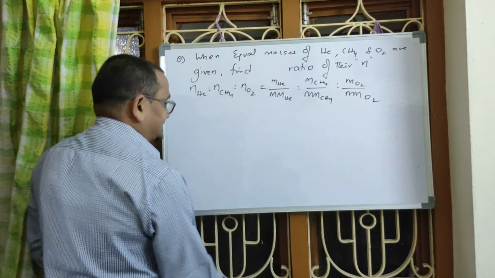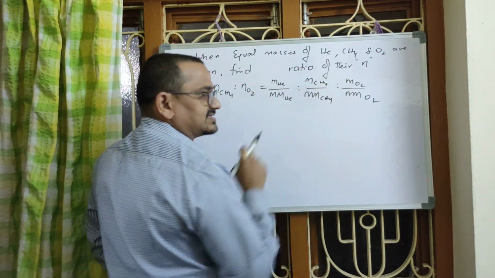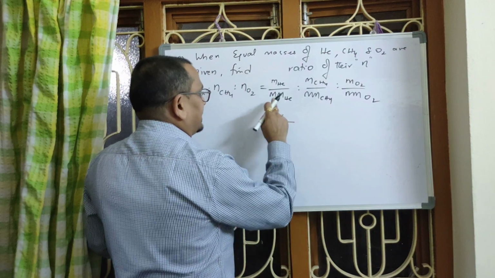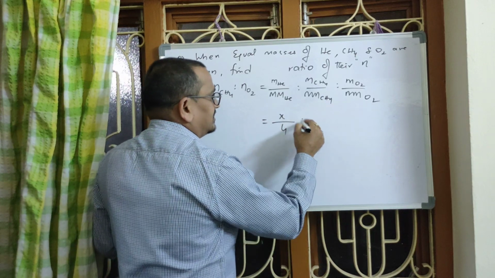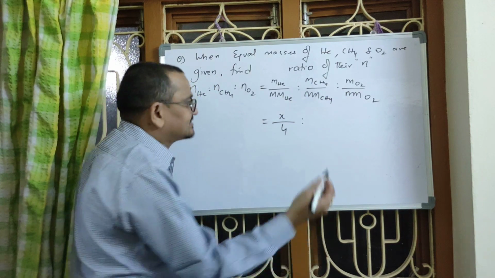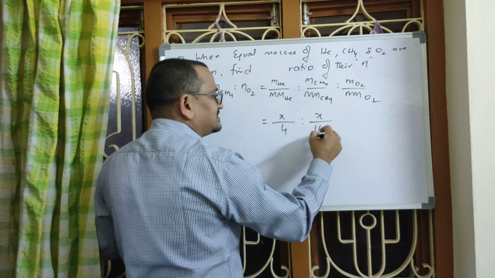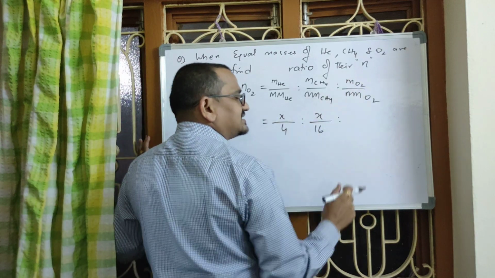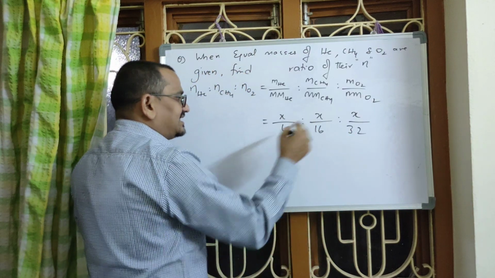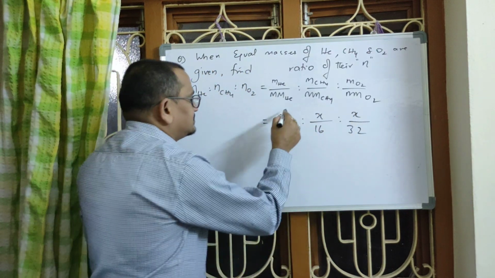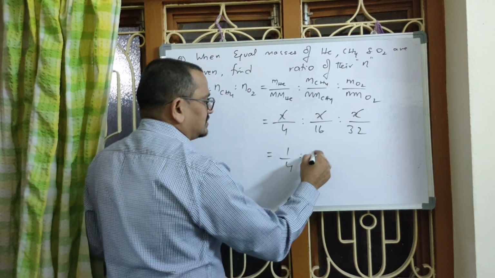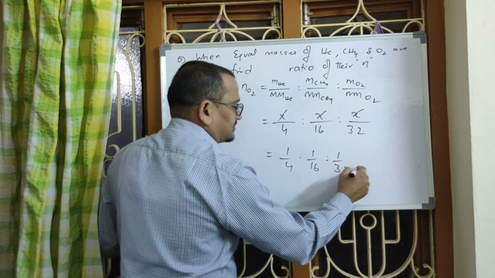Now you find it. They have given equal masses of helium, methane and oxygen. Let us take it as x grams. So x over the molar mass of helium, 4, is to the same mass of methane, x over its molar mass, 16, is to the mass of oxygen, which is the same, x over 32. As it is a ratio, this x can be cancelled, as common things can be cancelled. That equals 1 by 4 is to 1 by 16 is to 1 by 32.